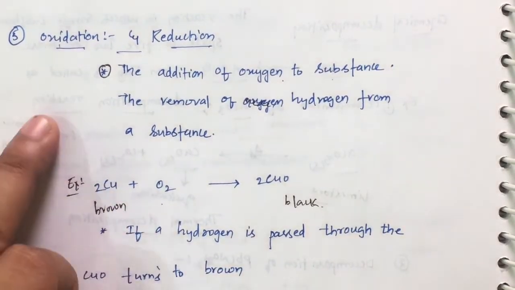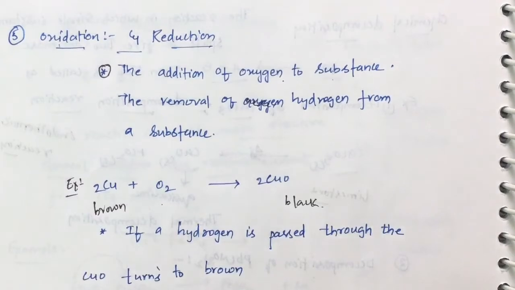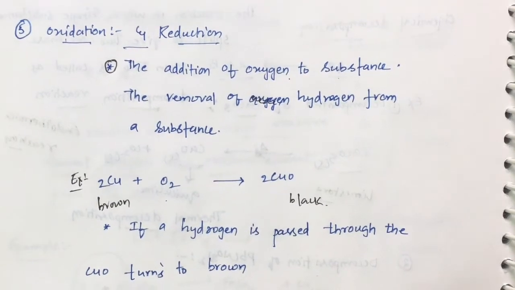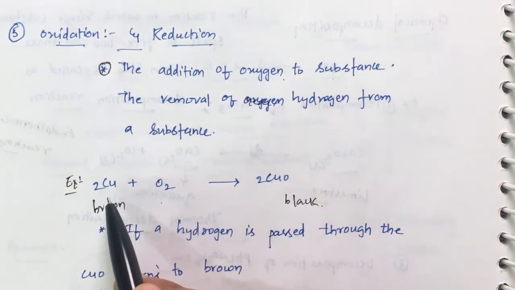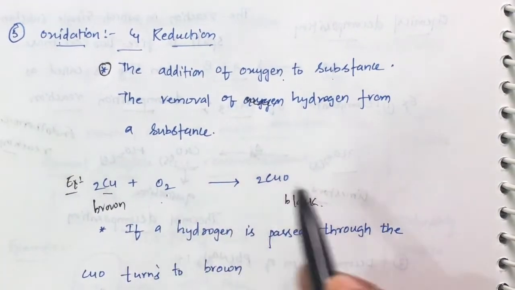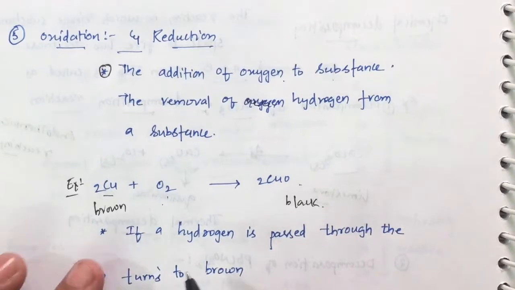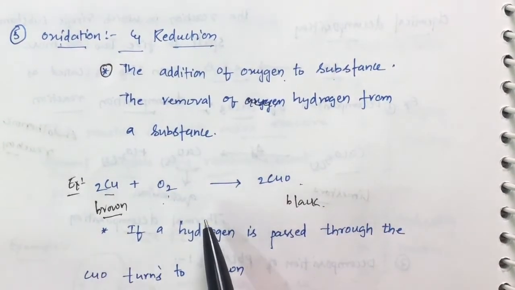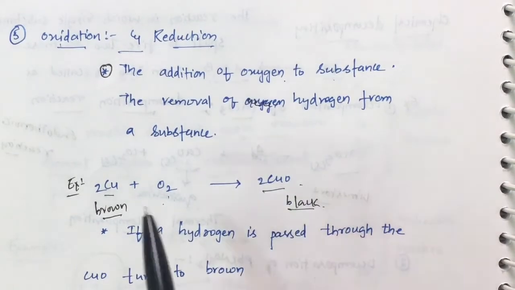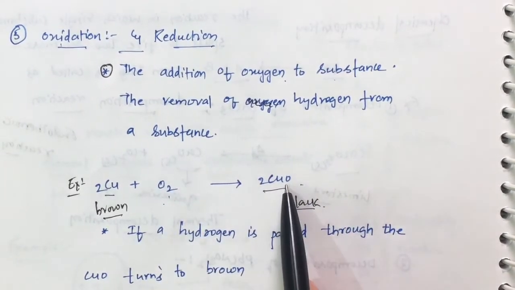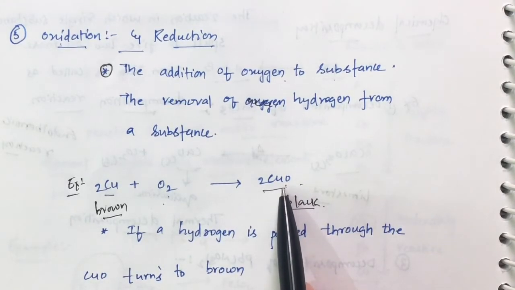The next type of reaction is oxidation and reduction. So what is oxidation? Oxidation is nothing but addition of oxygen to a substance or removal of hydrogen from a substance. Let us consider an example of copper. When it is reacted with oxygen, it will give you copper oxide. The color of copper is brown. When it is heated in presence of oxygen, it will give you a black colored compound called copper oxide. In this case, there is an addition of oxygen to the copper. So hence, copper is said to be oxidized.